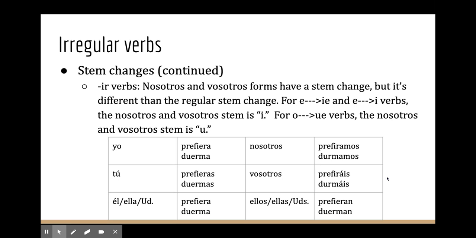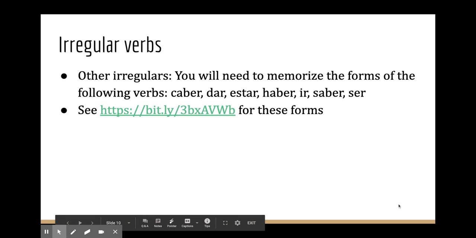Now, how important are these stem changes? I'm so glad you asked. If you say dormamos or dormáis, if you don't make the stem changes, people will still understand you. However, if you get it wrong in Blackboard, it will be counted wrong. So for the purpose of our homework, pay attention. For the purpose of communication, don't use your brain cells this way. It's not a good use of brain cells.